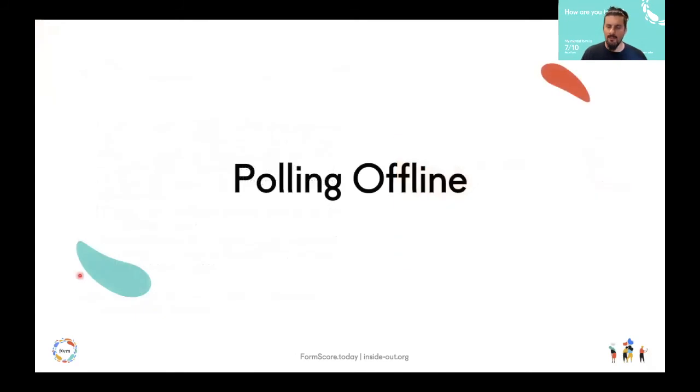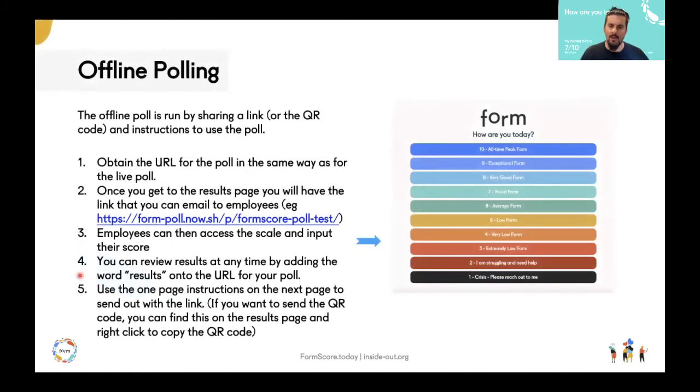So polling offline, very similar, albeit you don't do it in a live sense, but similar in the sense of how you get the poll, what you would do with it. You've then got this link that you use to email out to employees who would access the scale and input their scores over a period of time. The results can be viewed at any time by adding results onto the end of that URL or clicking on results once you've filled in the poll. The instructions on the next page will help in terms of what to do to send out with the link.